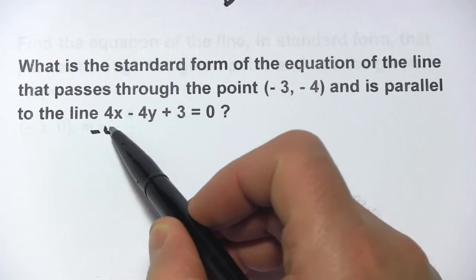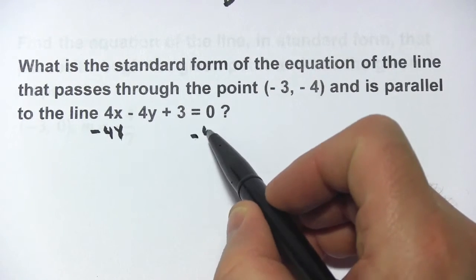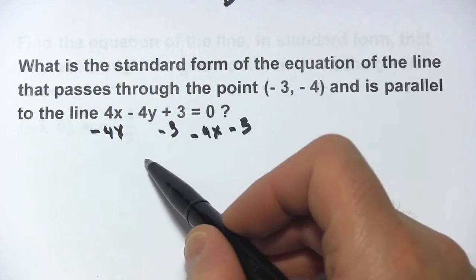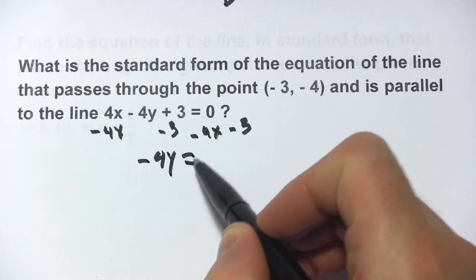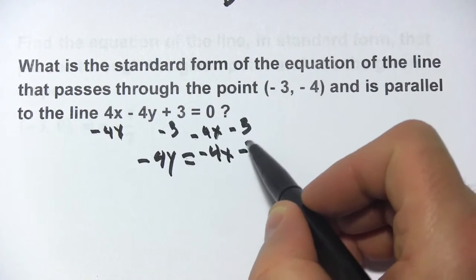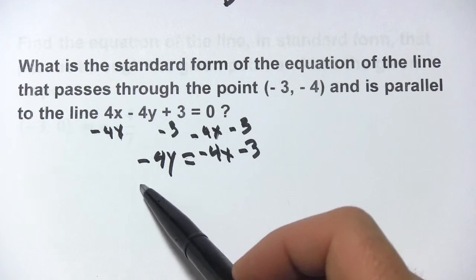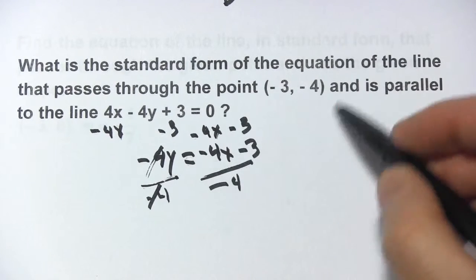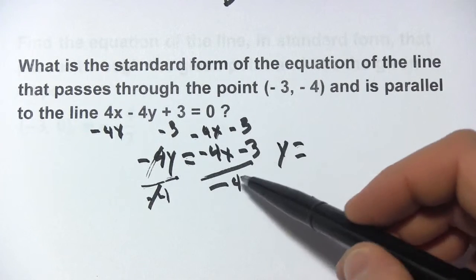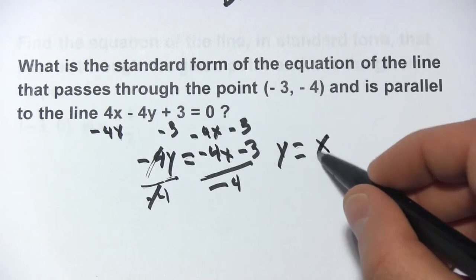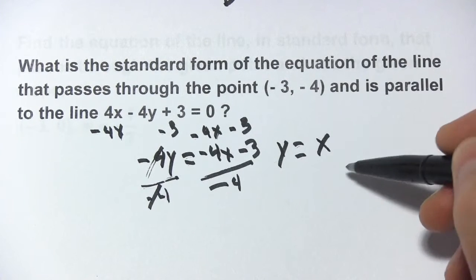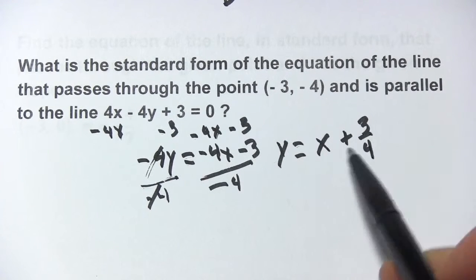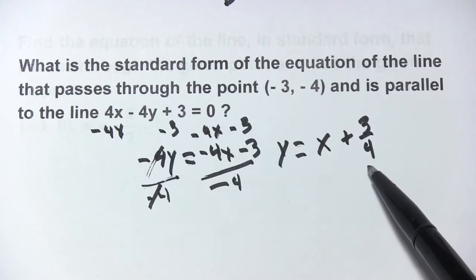So let's do that. We're going to subtract 4x from both sides. While I'm at it, I'm going to subtract this 3 from both sides because I want the y term alone. That'll leave just negative 4y on that side, and then we'll have negative 4x minus 3. And now we're going to divide both sides by negative 4. So this is going to give us y equals, and a negative 4 divided by a negative 4 is a positive 1. So that's just x. The slope will be 1, a positive 1. And the negative 3 divided by negative 4 is a positive 3/4. So here is that line in slope-intercept form.